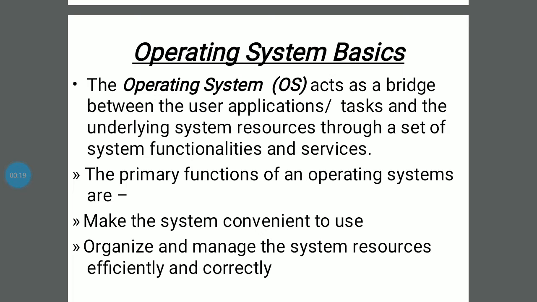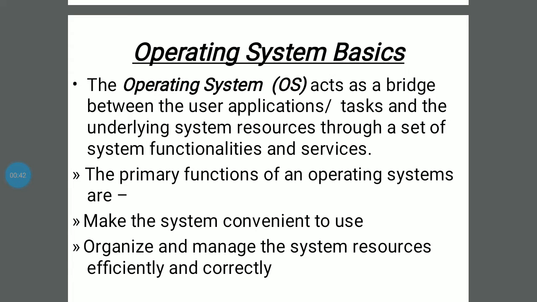What is an operating system? The operating system acts as a bridge between the user application or task and the underlying system resource through a set of system functionality and services. That is nothing but it acts as an interface between the computer user and the computer hardware. So it acts as a bridge or interface between the user application and the system resources.